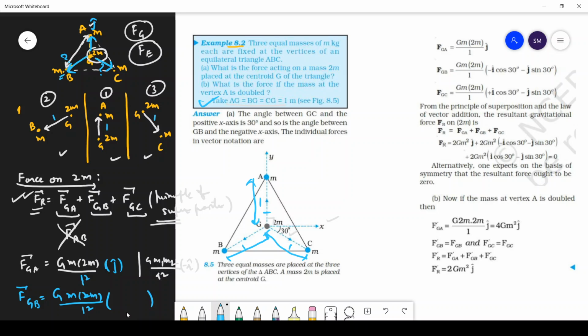Sir, yes, it should have been minus j cap in this. Yes sir, okay, that's a good question.